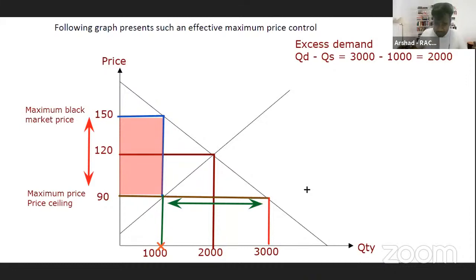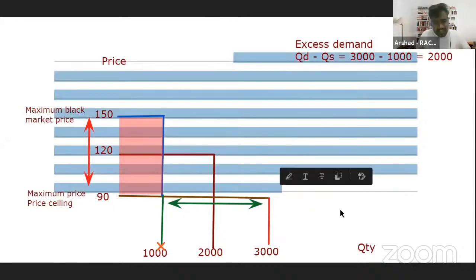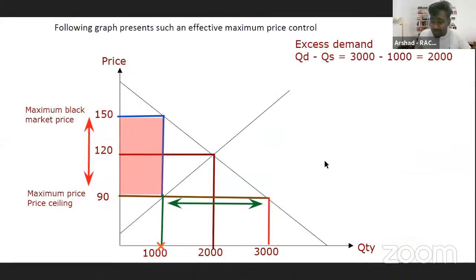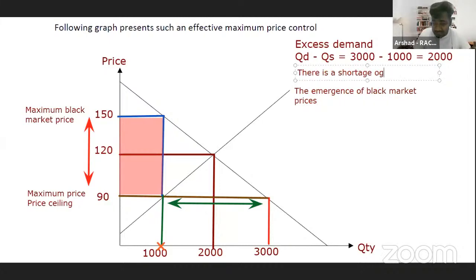Fine. So now, a few things. Let's write this: deadweight loss. In these few lines, I want you to write a few things, right? That's up to you what you write. One is there is an excess demand. Number two is the emergence of black market prices. Excess demand, in other words, you can say there is a shortage of goods. This can be another thing. There's a shortage of goods. The emergence of black market prices. All of these you can write down.